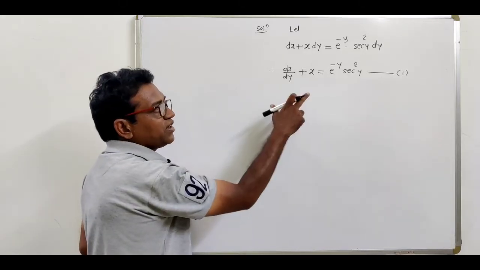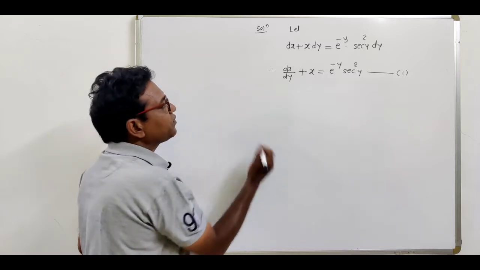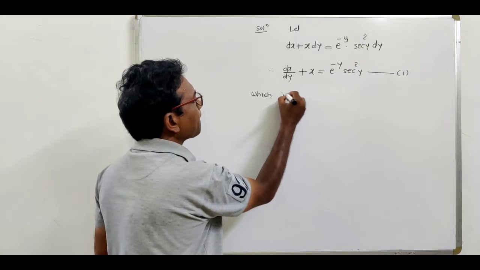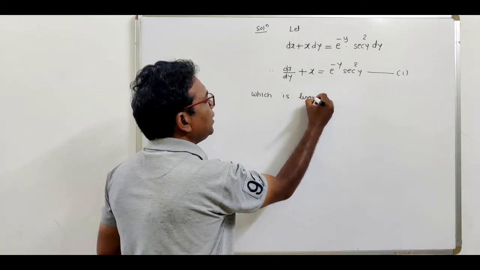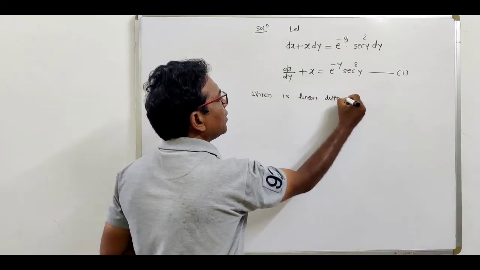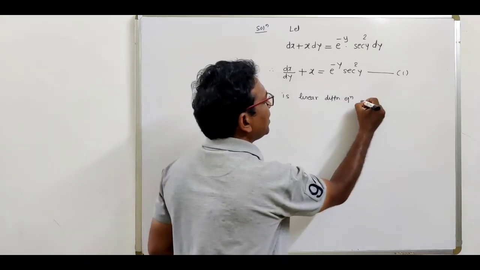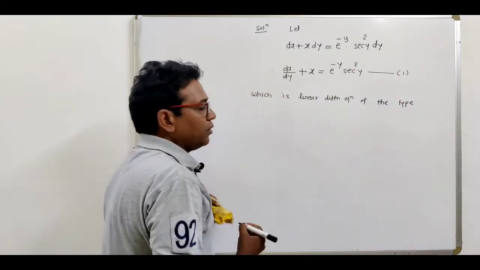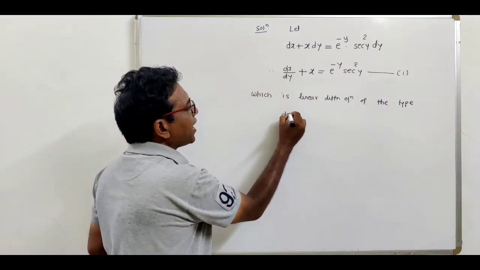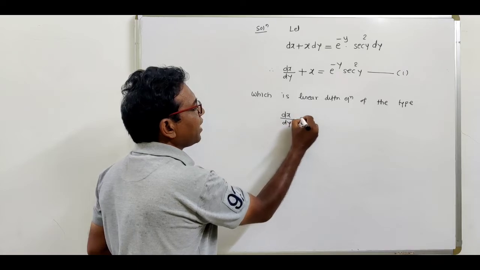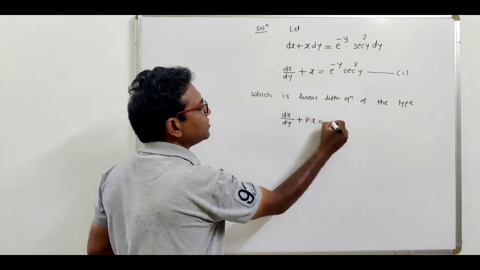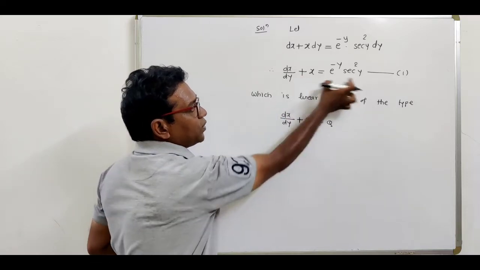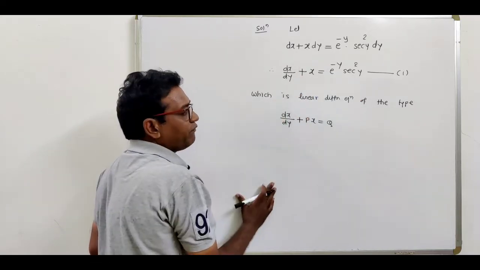Now, this is our differential equation. This is our linear differential equation. So, write down the identification here, which is linear differential equation of the type. Now, what is the type? This is our standard type dx by dy plus px is equal to q, where p and q should be functions of y alone.